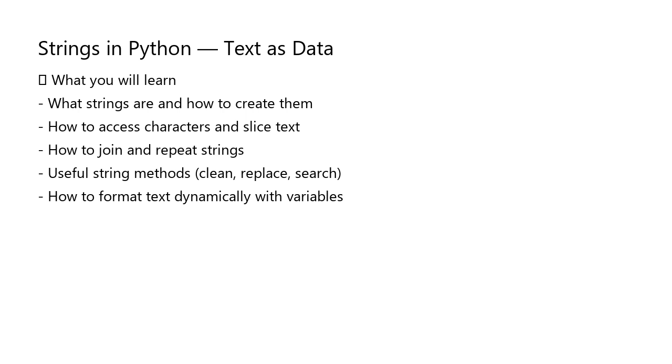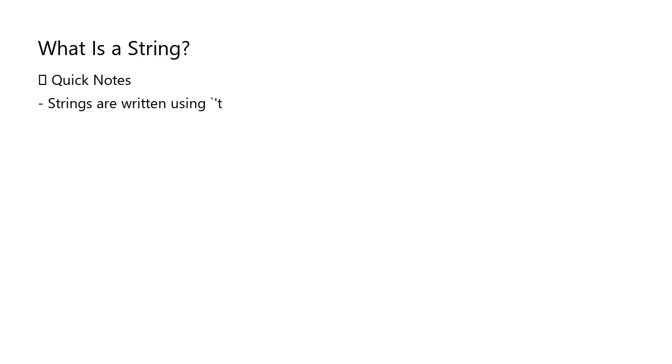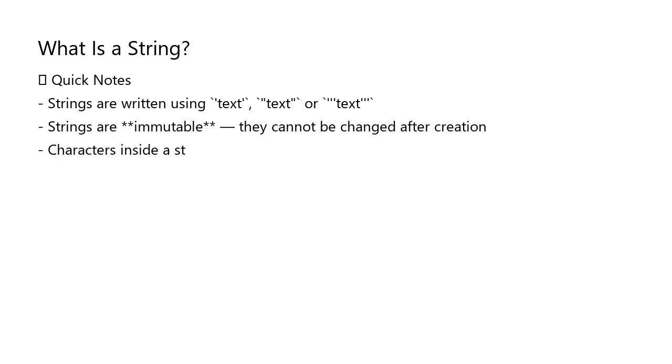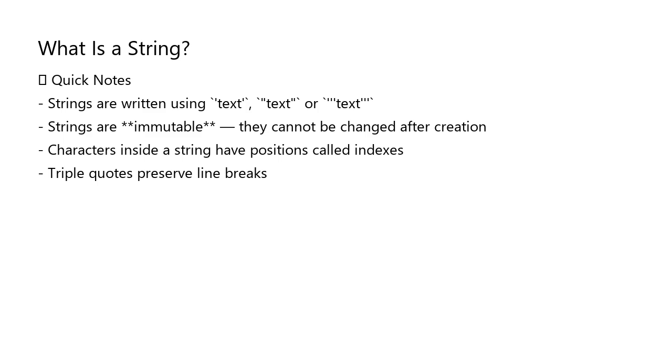Let's begin. A string is text wrapped inside quotes. That text could be your name, a sentence, or even blank space. Think of a string like a chain of tiny characters. Each character sits at a position. Python allows single quotes, double quotes, and triple quotes for multi-line text, short text, long paragraphs.